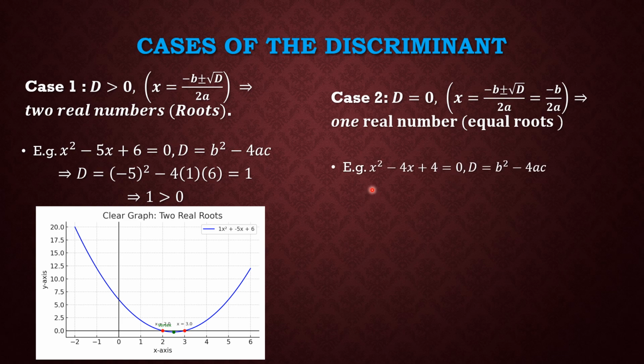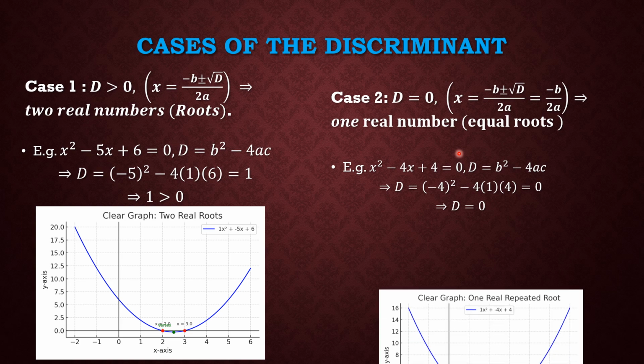We have an example of the form x squared minus 4x plus 4 equal to 0. Let's substitute the values of a, b, and c where they are supposed to be in the discriminant expression. When we do that, we end up with an answer of 0, which means that the discriminant is equal to 0. As such, we are going to have only one real root.